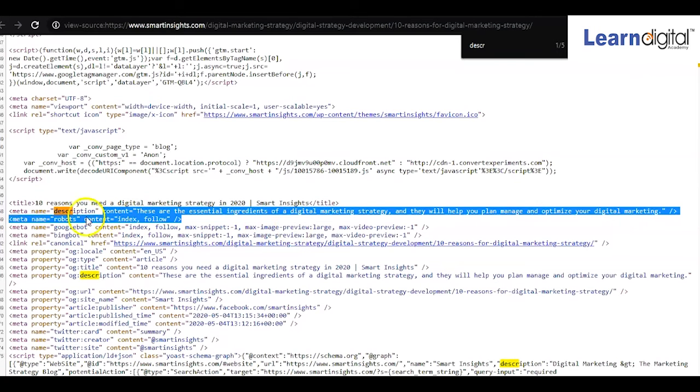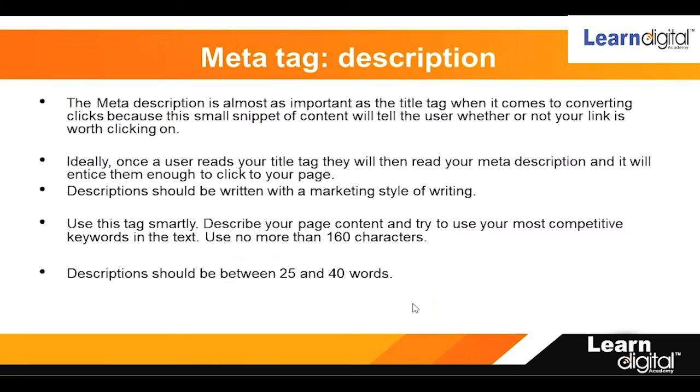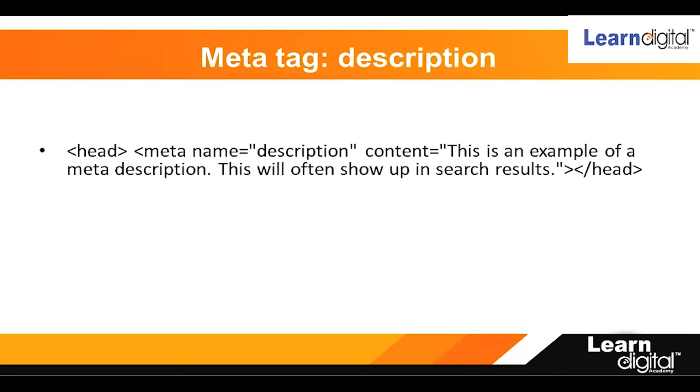This is called description. And here, what's the command for writing the description? It's meta name description. So the same thing, you'll be writing your description up to 160 characters. In words, it goes up to 25 to 40 words, right? And like this way, it will be updated in the backend part of the website.